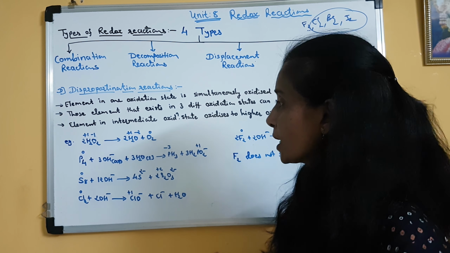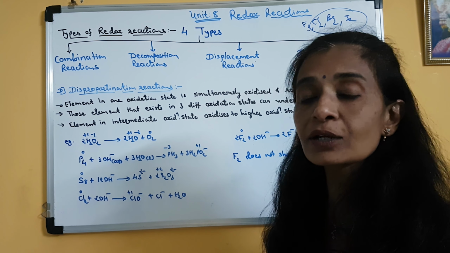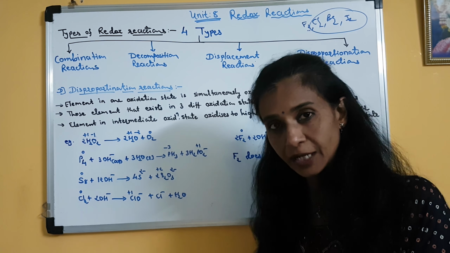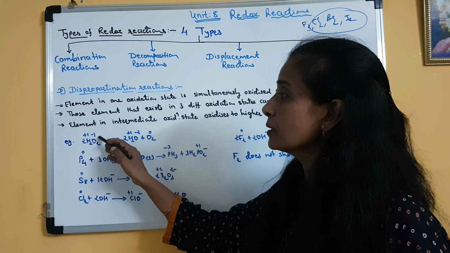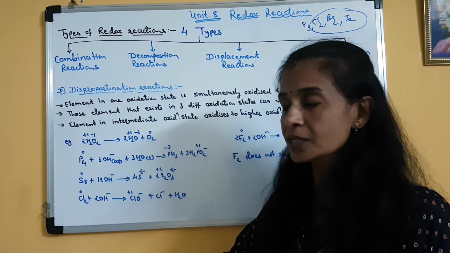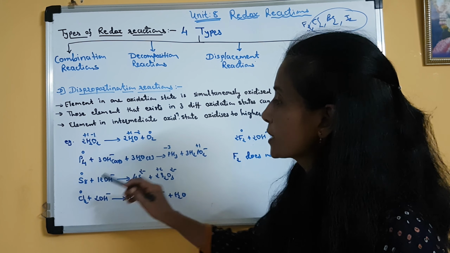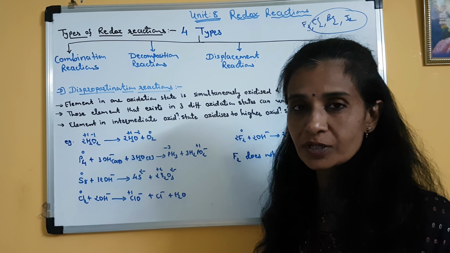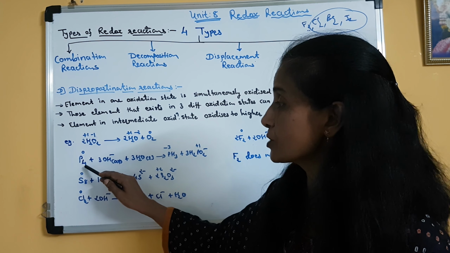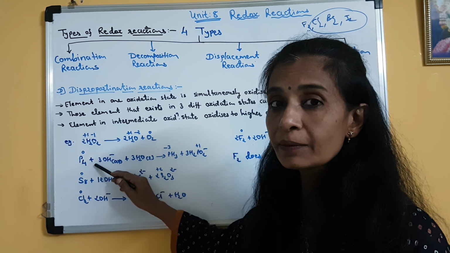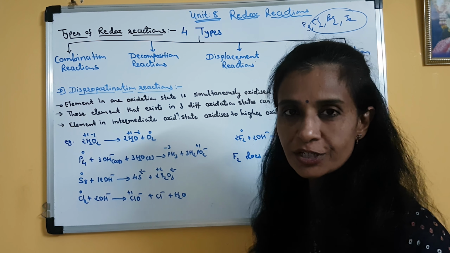So this is the condition. The element which can exist in three different oxidation states, only that can undergo disproportionation reaction. And in this reaction also, the element in the intermediate oxidation state will undergo oxidation and reduction. Clear? Another example, P4, phosphorus. P4, it is an elemental form, though it is tetraatomic, but it is in the elemental form. It is in a free form, not the compound form. So it is in 0 oxidation state.